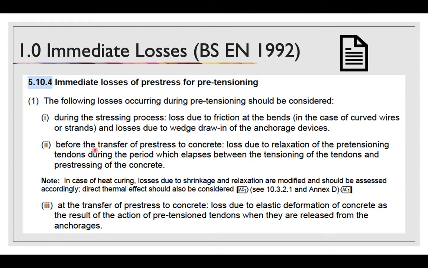Then before the transfer of prestress to concrete, there is loss due to relaxation of the pre-tensioning tendons during the period which elapses between the tensioning of the tendons and the prestressing of the concrete. The third one is at transfer of prestress to concrete, which is the loss due to elastic deformation of concrete as a result of the action of pre-tensioned tendons when they are released from the anchorages. This is what I mentioned just now. So these are the immediate losses that have to be considered if we are using the pre-tensioning method.